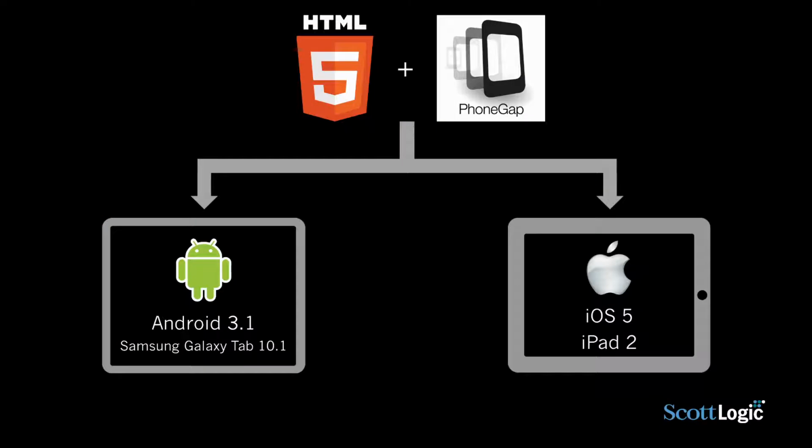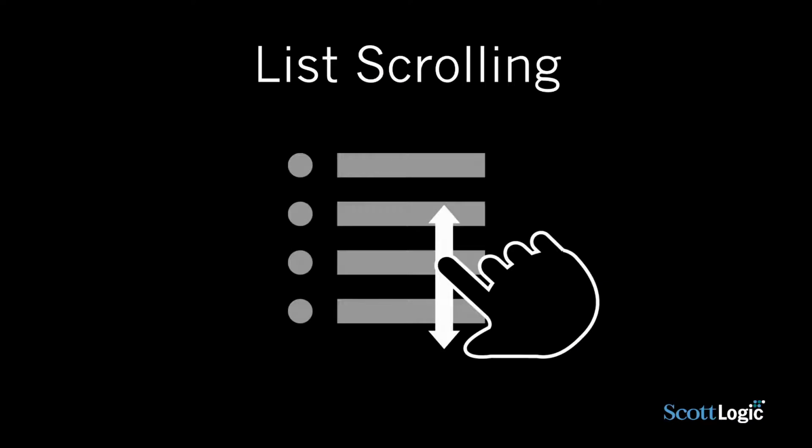Now we'd like to highlight a few things we've observed running the same app on two different platforms. For this demonstration, we're using a Samsung Galaxy Tab 10.1 running Android 3.1 and an iPad 2 running iOS 5. Both devices are running a PhoneGap wrapped version of the app. The first issue we'd like to highlight is the scrolling of the client list.